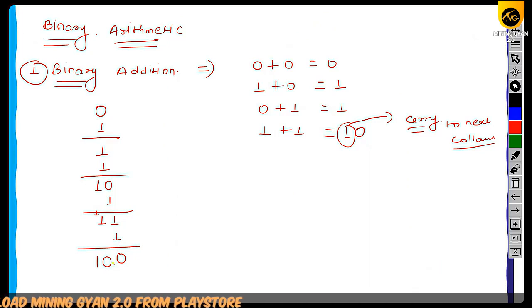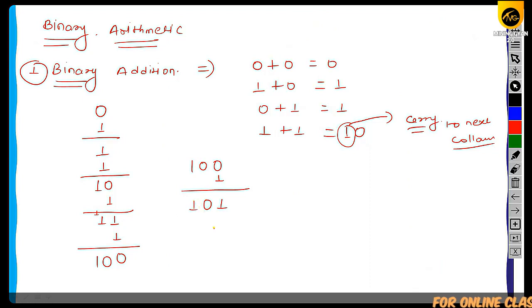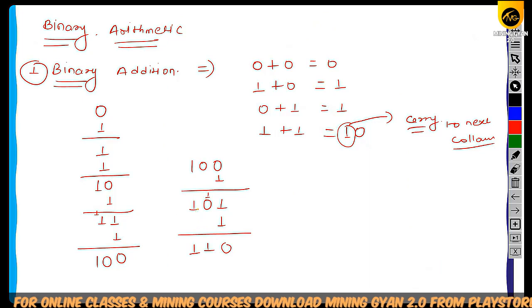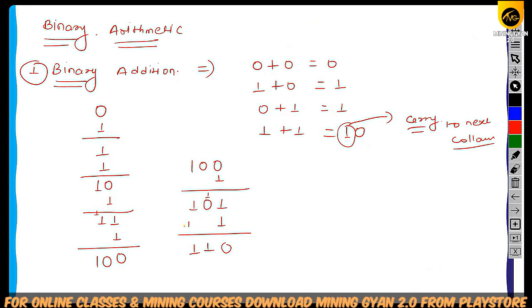Okay, now again if you want to add 1 0 0 plus 1, it will be 1 0 1. Add one more 1: 1 plus 1 will be 0, the carry goes to the next column, and then 1 plus 1 is again 1 0. So 1 1 0 is the addition of 1 0 1 plus 1.